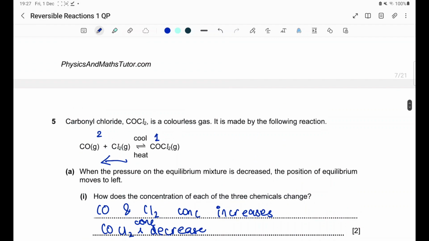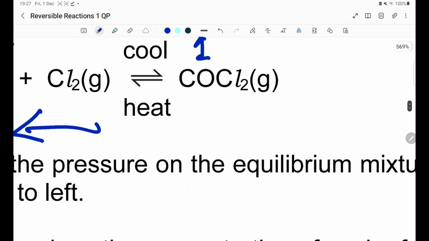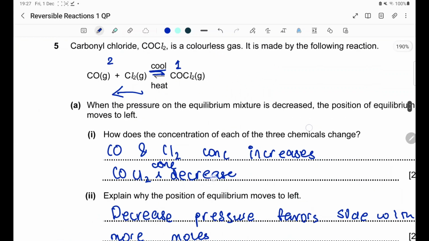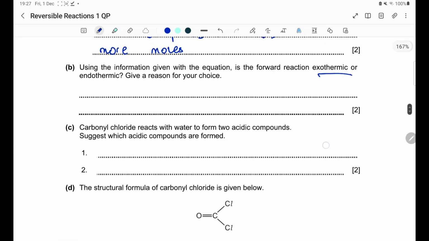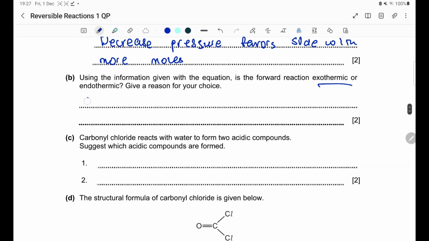Okay. So when you're moving forward, just focus on here. When you are moving forward, you are cooling, and you guys should know by now that a decrease in temperature is exothermic, favored by lower temperatures. Write temperatures in your exam, please.